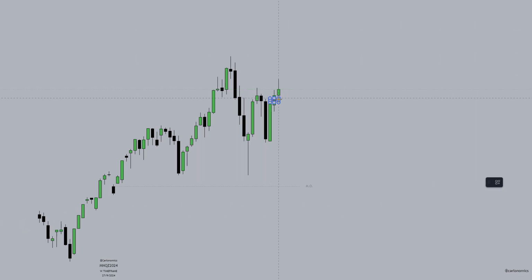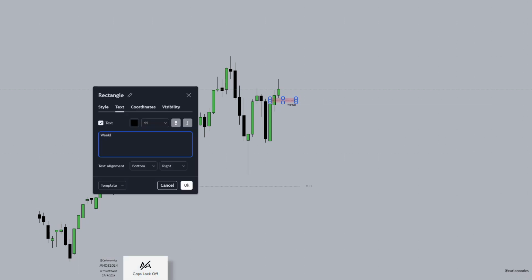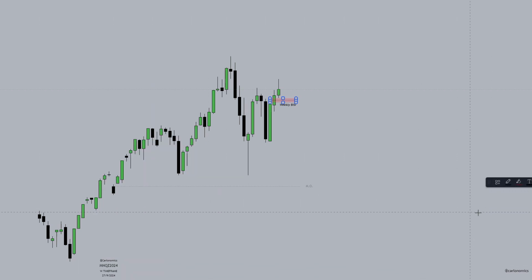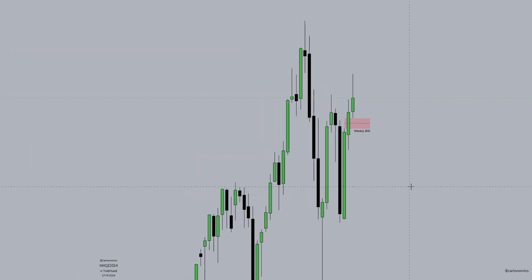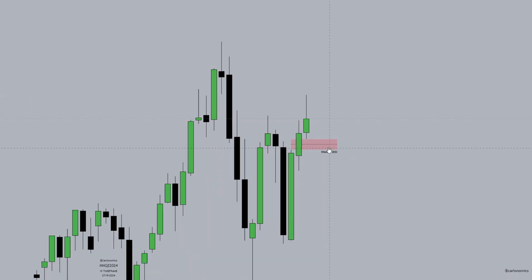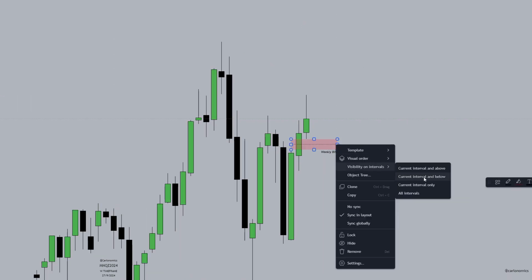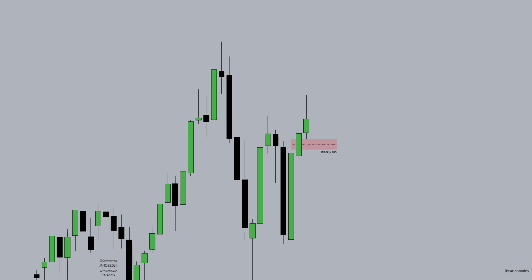So here we have this weekly fair value gap, right? So we have this weekly BISI. From this weekly BISI, I would want to look for an S&T or a liquidity sweep. When I'm looking at internal to external, I want to look for a few things. I want to look for liquidity swept. I want to look for change state delivery, S&Ts, or inversions.